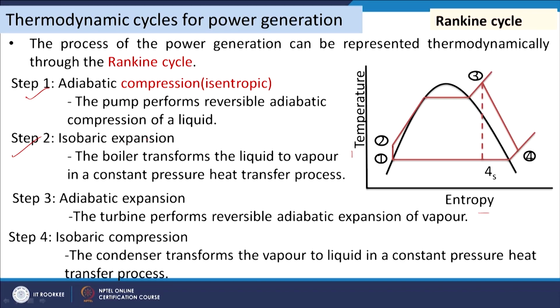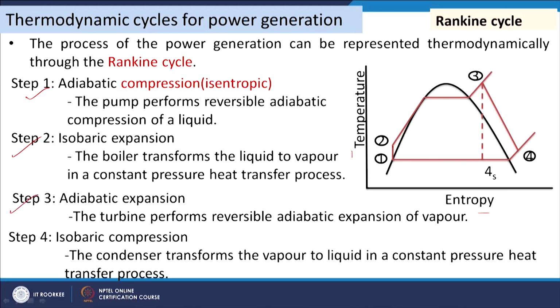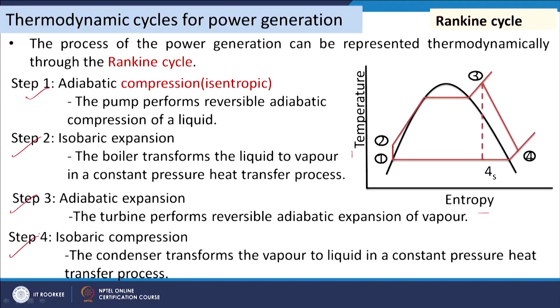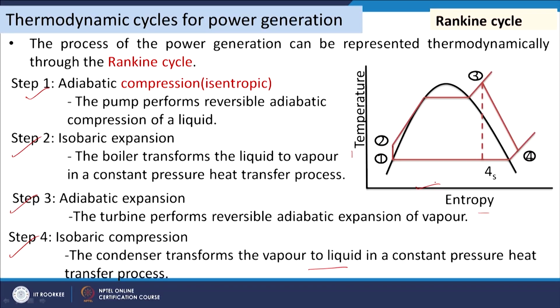and then step 2, isobaric expansion, where the pressure is constant and we produce the steam here, and then adiabatic expansion, the steam goes to the turbine and expansion takes place. So, this is an adiabatic process, and then isobaric compression. After that, it is sent to the condenser, which transforms vapor to liquid in a constant pressure heat transfer process. So, these are the 4 processes of the steam turbine and the Rankine cycle is shown here.